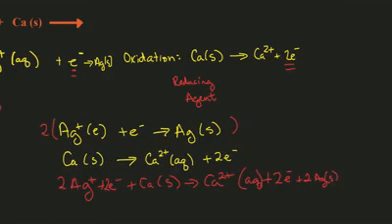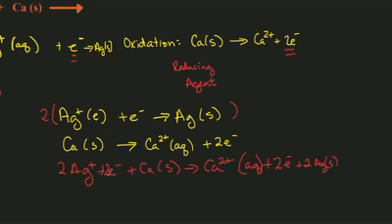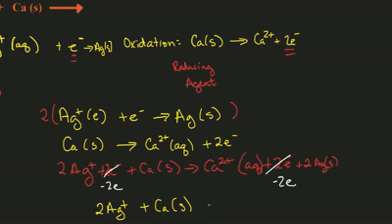Okay? Now at this point you should be able to see your electrons are the same and they do cancel. You can subtract the 2 e's on both sides. So your final answer would be, and now this is balanced using the activity series and your knowledge of redox reactions.